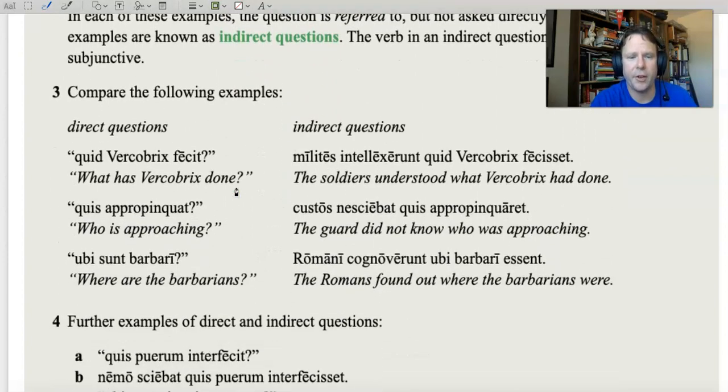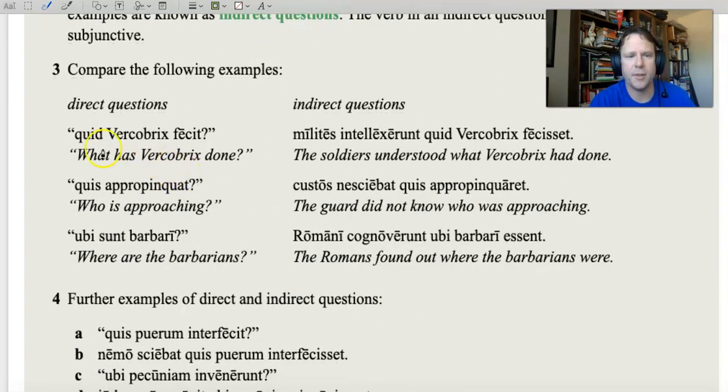And if we go down here, we can see just some examples, right? So the direct question, quid Vercobrix fecit? What has he done? Well, milites intellexerunt quid Vercobrix fecisset. So the soldiers understood what he had done. Quis appropinquat? Who's coming? Who's approaching? Custos nesciebat quis appropinquaret, right? So the guard didn't know who was approaching. And so nothing's really changed here except for that Latin uses that subjunctive, which we learned last stage.